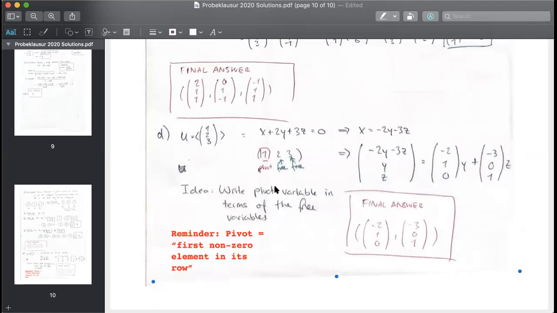And that's just what I said before. Write the pivot variable in terms of the free variables. Pivots, frees. So everything is in terms of the free variables.